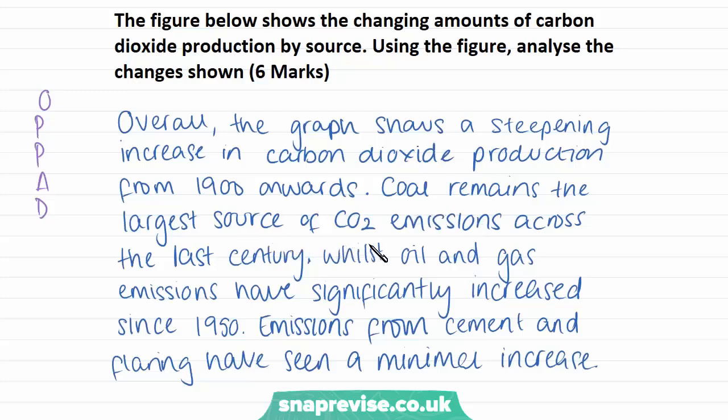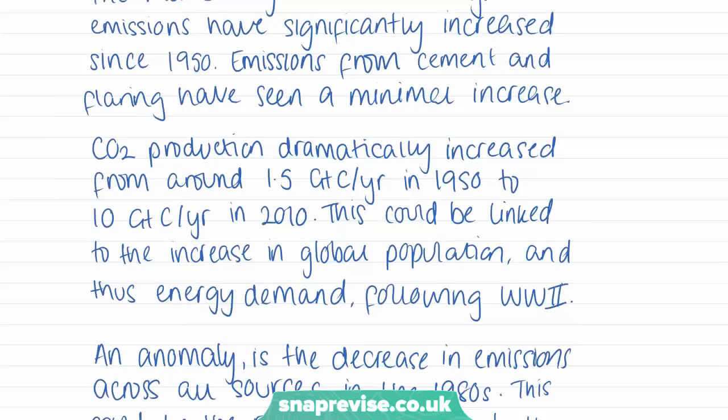Coal remains the largest source of CO2 emissions across the last century, whilst oil and gas emissions have significantly increased since 1950. Emissions from cement and flaring have seen a minimal increase. So this is giving the overall trends for the different types of productions by source. Now I'm going to specifically comment on some of the patterns and include some of the data.